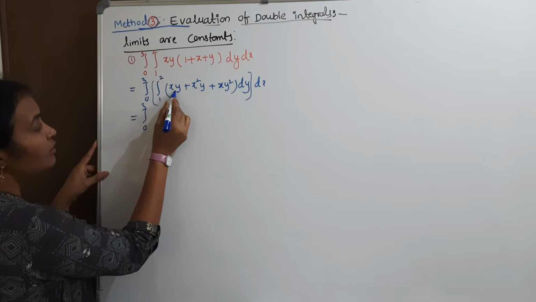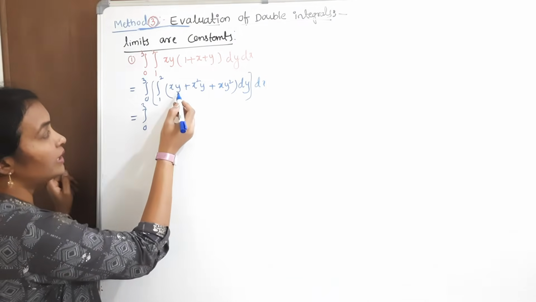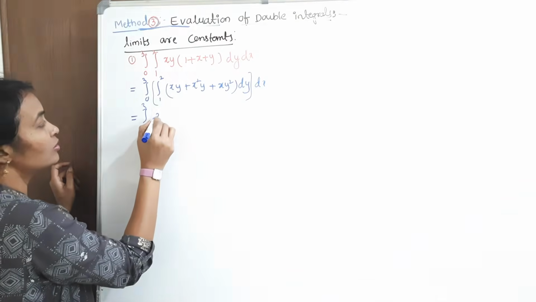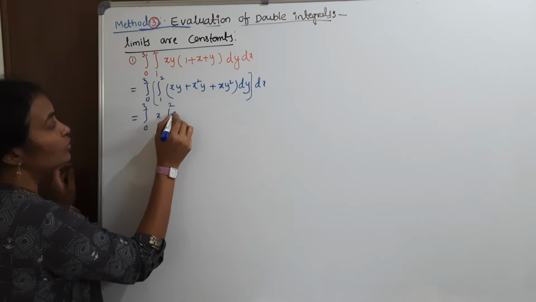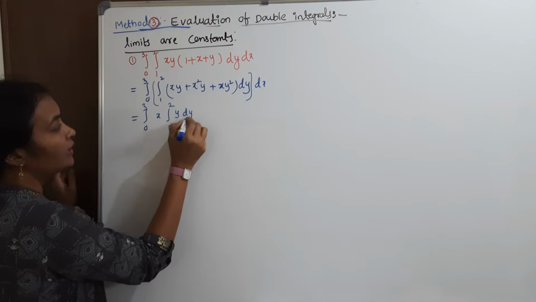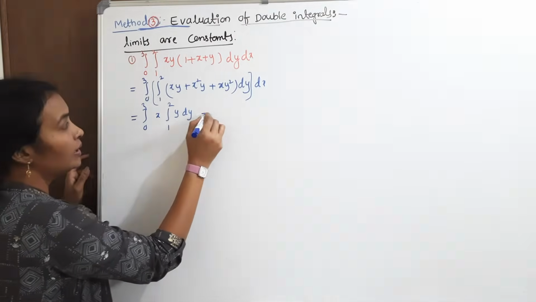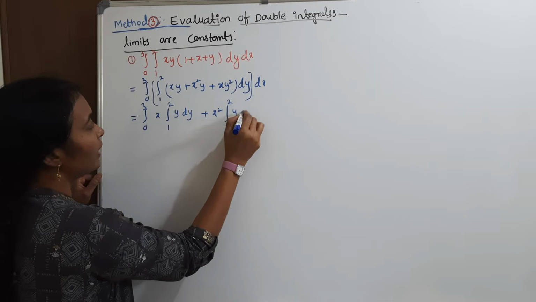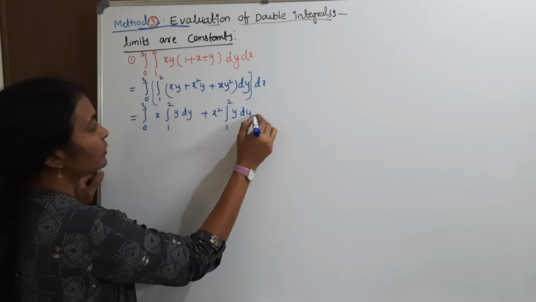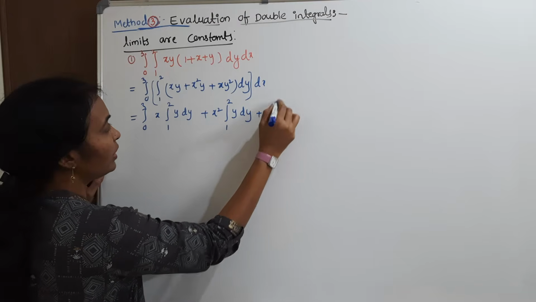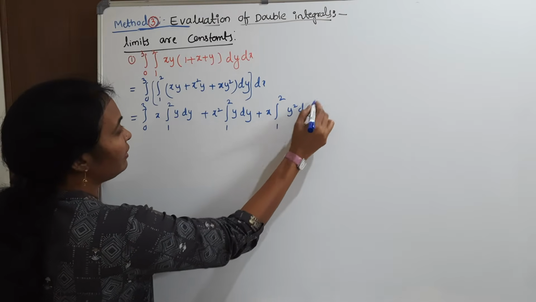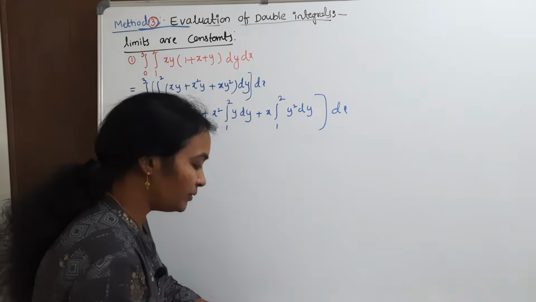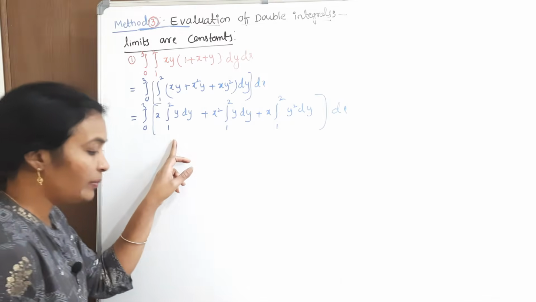Now bypass this term's integration for now, and what is a constant? If you apply the integration with respect to y, x is a constant, that is 1 to 2 y dy. Then the next one is x square constant, 1 to 2 y dy, and the next one is x constant, 1 to 2 y square dy, finally dx. Okay, is it clear? Now what will this become?